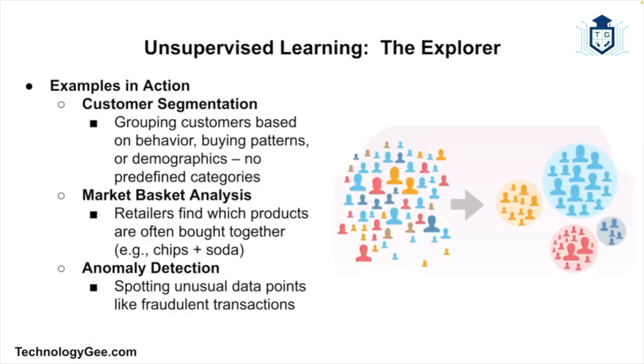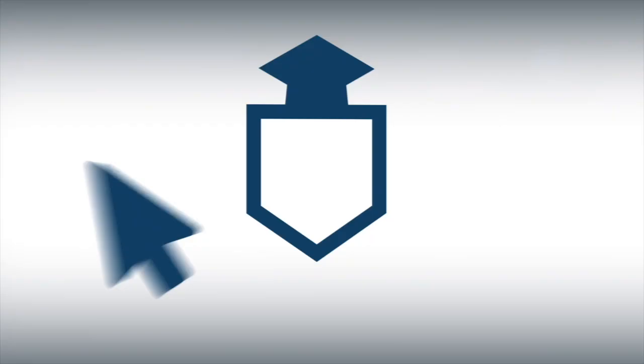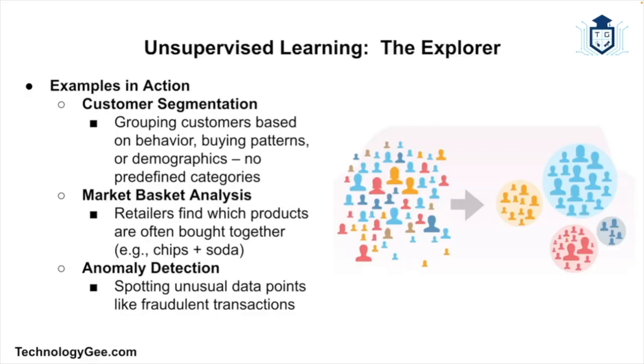And here are some examples of unsupervised learning. So you have customer segmentation, where businesses use unsupervised learning to group customers by behavior, buying patterns, or demographics without predefined labels. There's what's called market basket analysis, where retailers use it to find product combinations that are often bought together, like somebody going to buy some chips and soda. And then there's anomaly detection, which is used to find unusual data points like fraudulent transactions in banking.